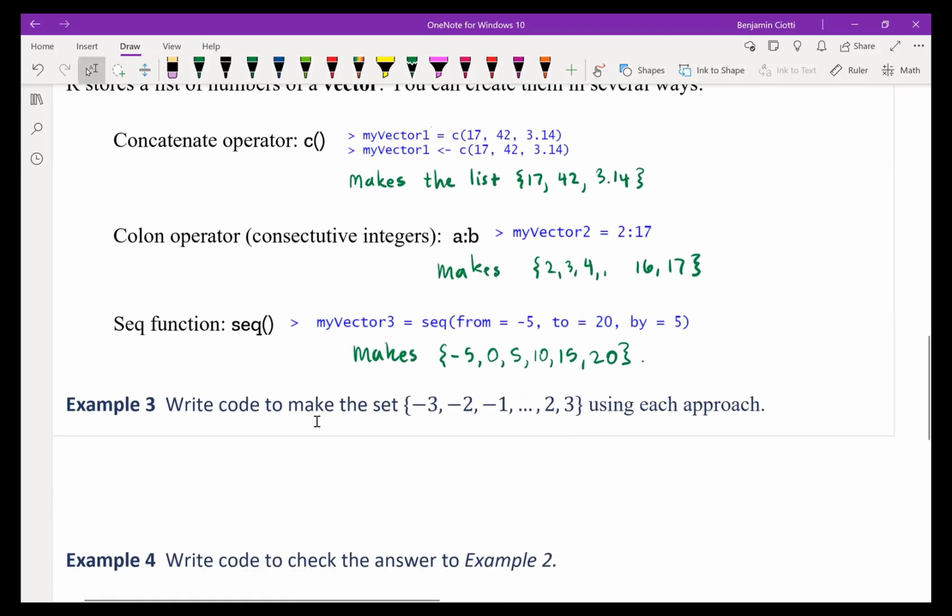So let's try some examples. For my next example, I challenge you to write some code to make the set from -3 up to 3, all the integers from -3 to 3 inclusive, and see how many different ways you can do it. I gave you 3 approaches. Why don't you pause the video at this point and try to do this yourself? Use each approach, and see if you can even come up with any additional approaches.